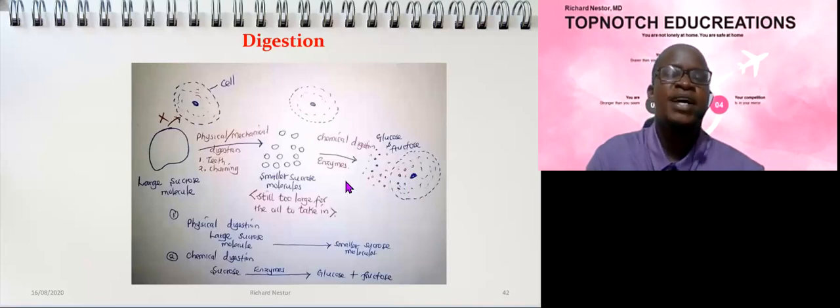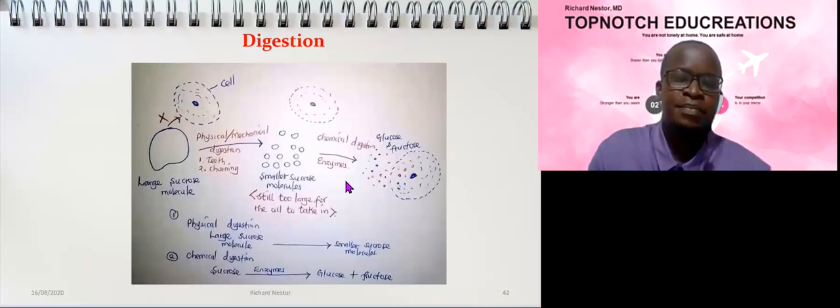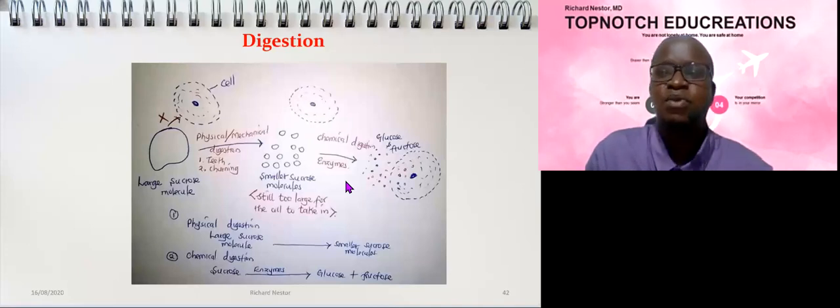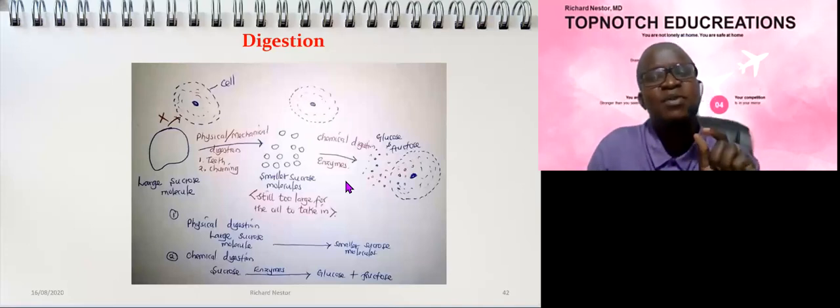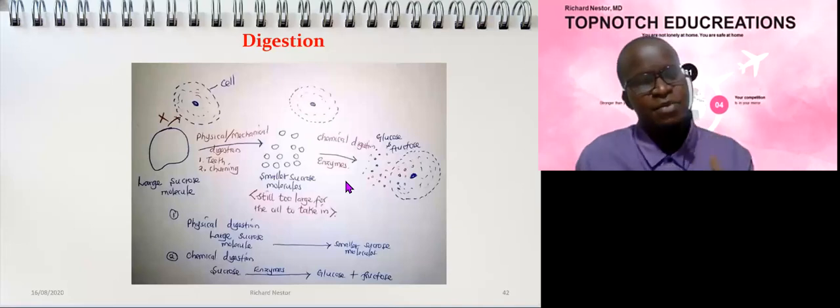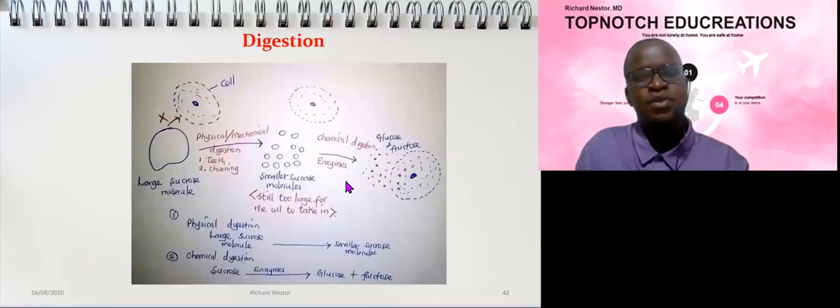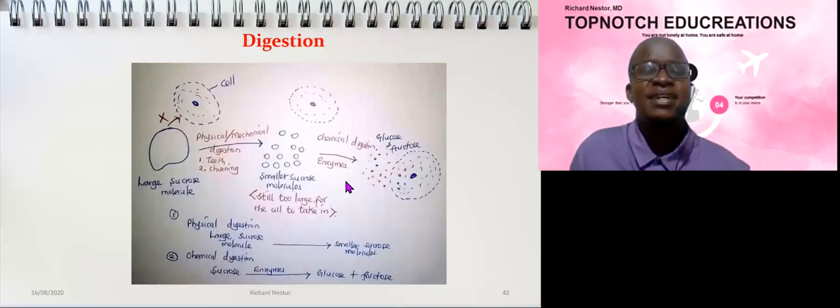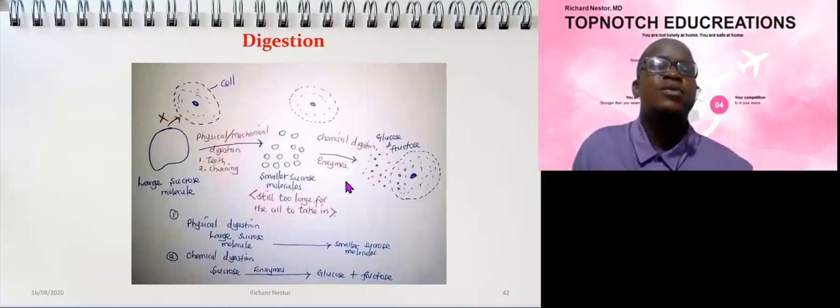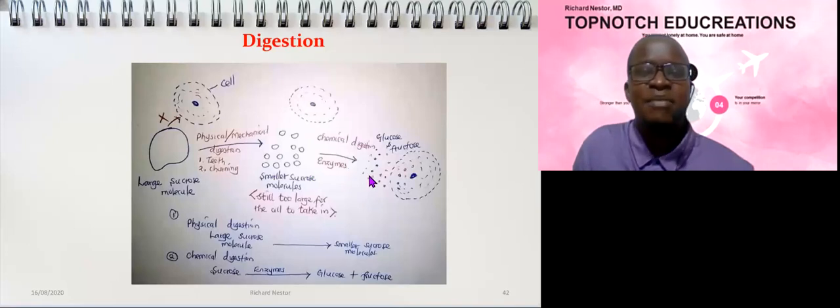So this is now where the enzymes come into play, because however much you break down sucrose into smaller particles, even if you have to break them to individual single sucrose molecules, a single sucrose molecule is too large to be taken in by the cells. So the sucrose molecules are further broken down by enzymes to give us glucose and fructose.